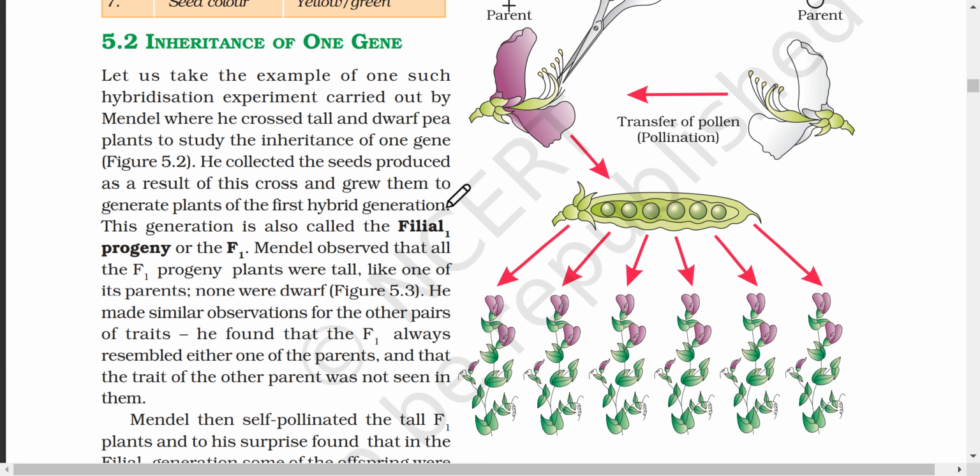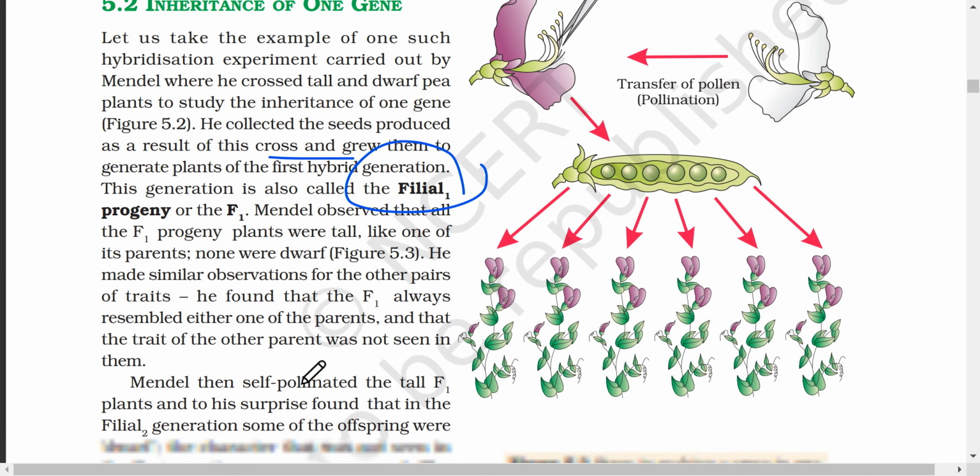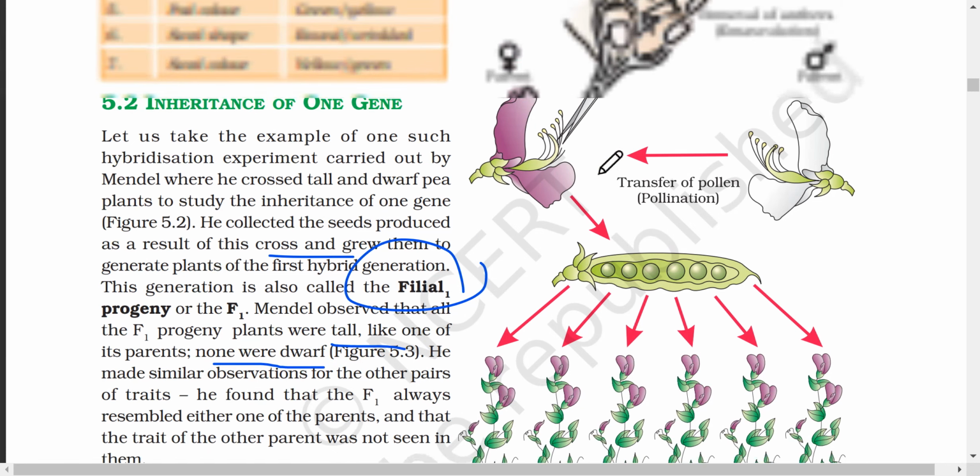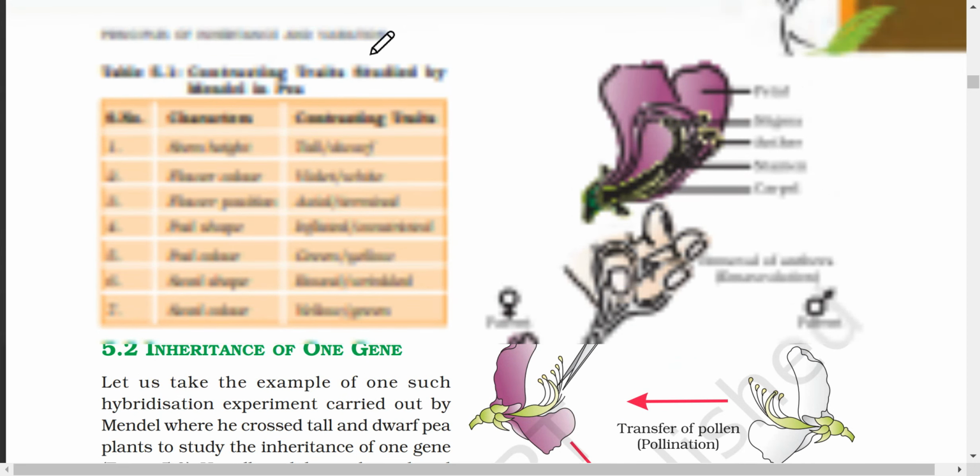He collected the seeds produced as a result of this cross and grew them to generate plants of the first hybrid generation. This generation is also called the filial 1 progeny or the first filial F1 generation. Mendel observed that all the F1 progeny plants were tall, like one of its parents. None were dwarf. He made similar observations for the other pairs of traits. He found that F1 always resembled either one of the parents and that the trait of the other parent was not seen in them. Again, उसने प्लांट लिया.